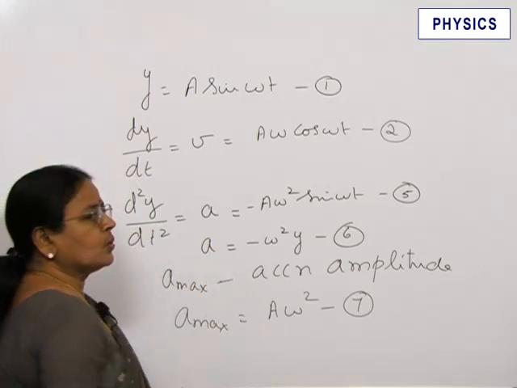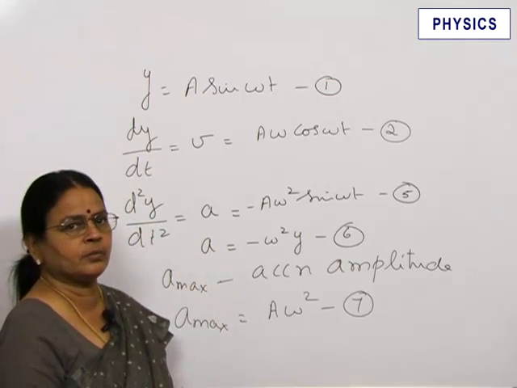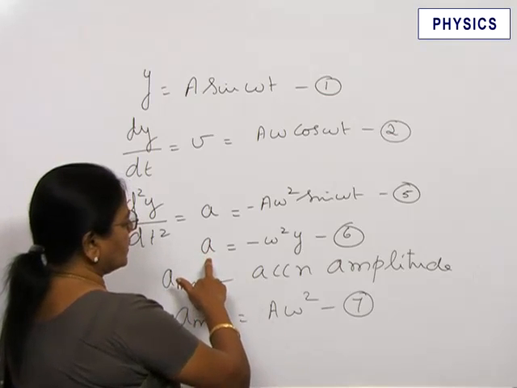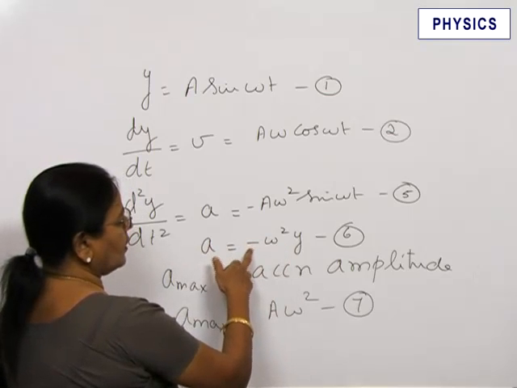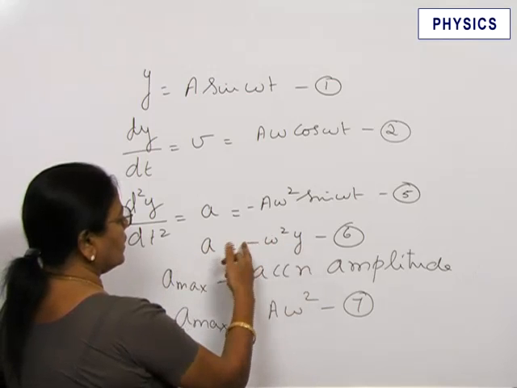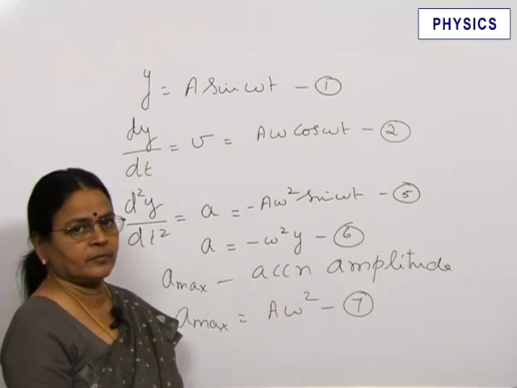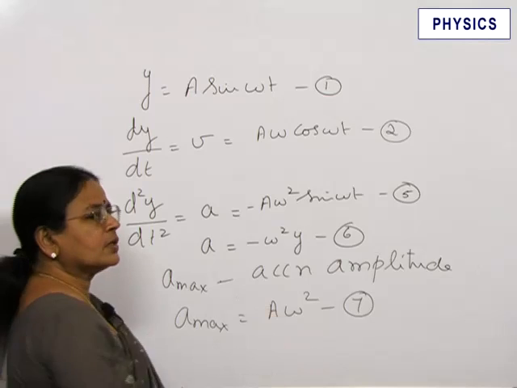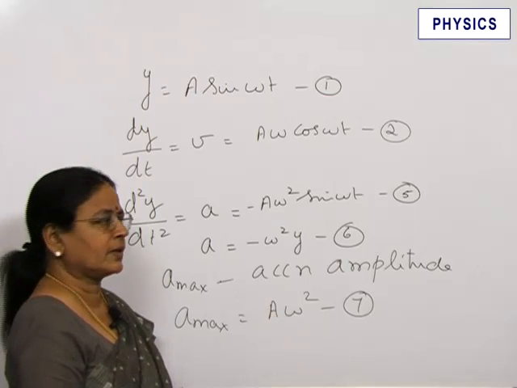If you want to show any motion as simple harmonic, if you want to prove it is simple harmonic, you must get an expression for the acceleration, and it should be in this form. It should have a negative sign indicating it is opposite to the displacement. Acceleration is proportional to the displacement in the opposite direction. That is the form in which we should bring it. The proportionality constant is omega square.